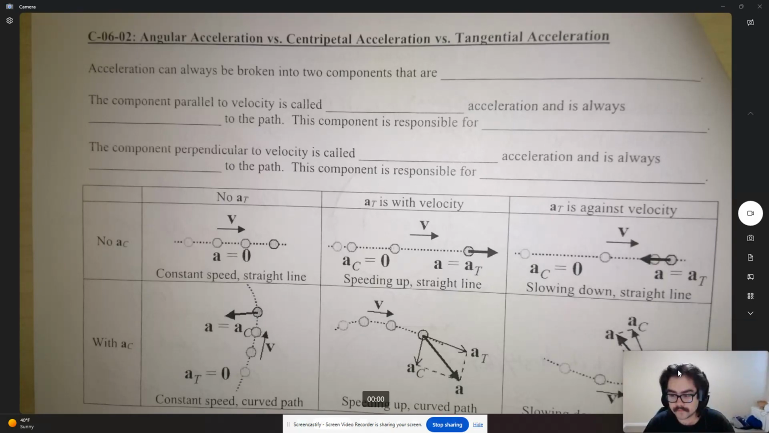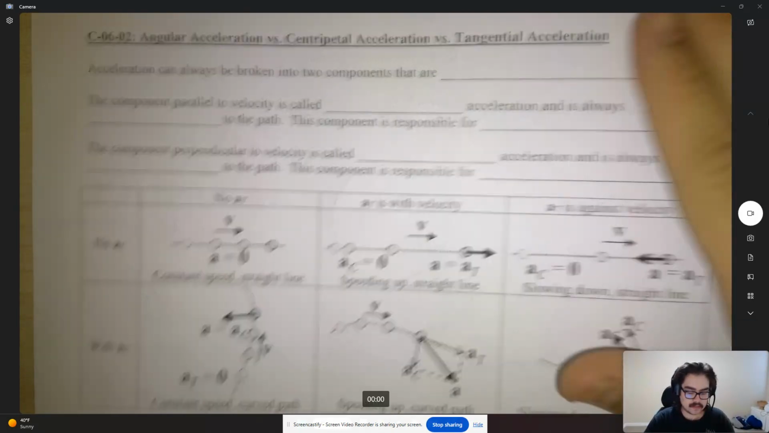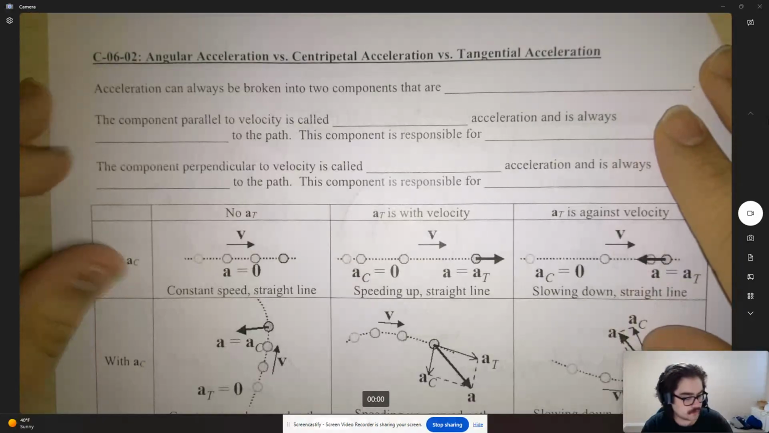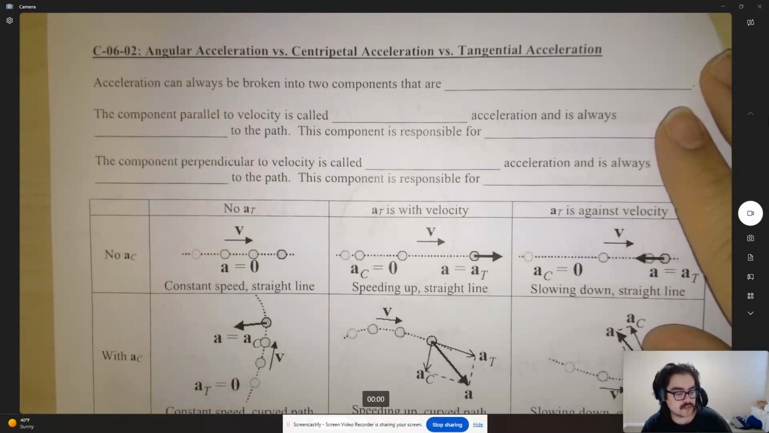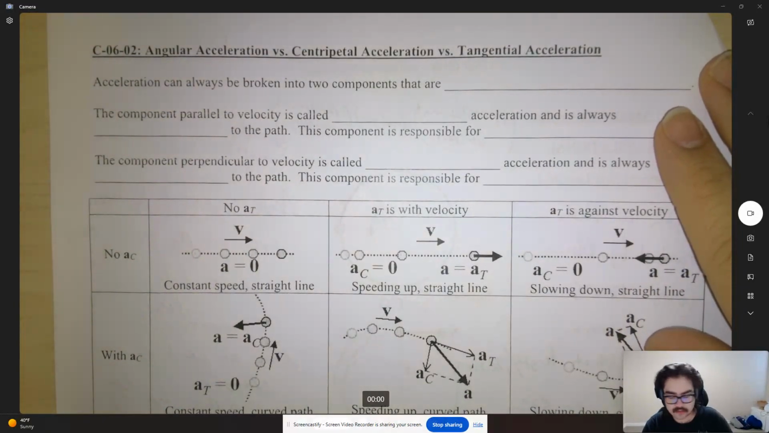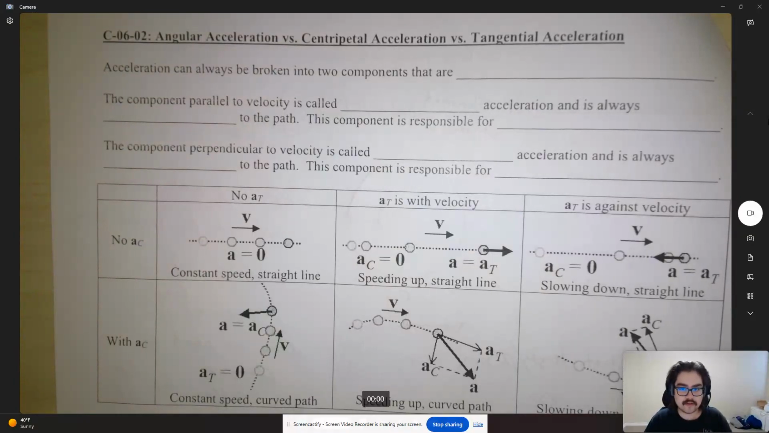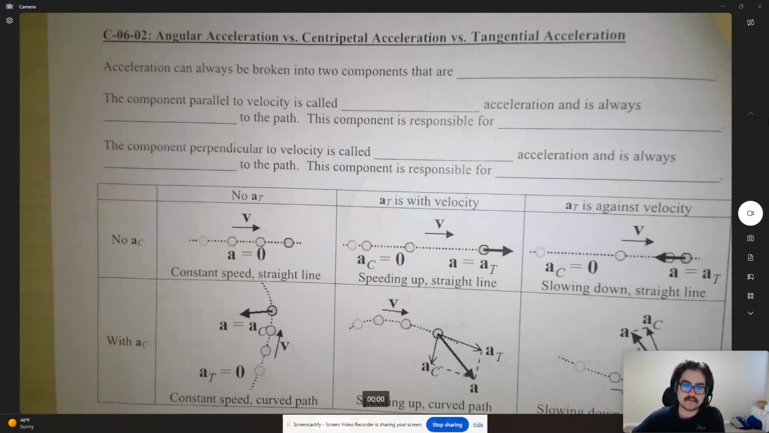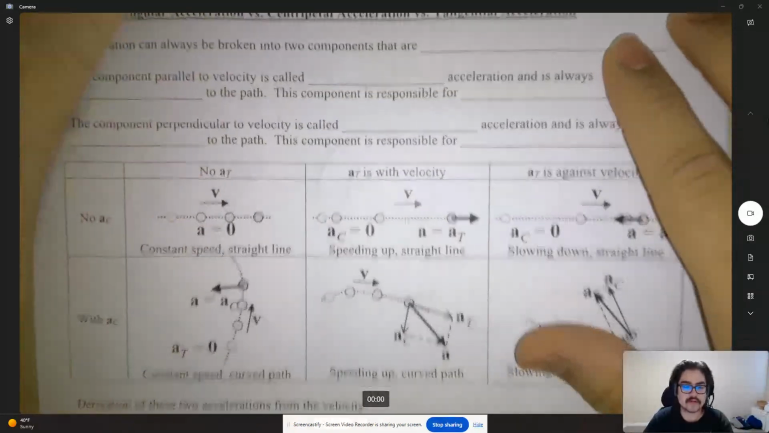Okay. All right. This is part two. Angular acceleration, centripetal acceleration, tangential acceleration. We're just comparing all three of them and talking about all three of them and all that fun stuff. And then we're also throwing in a little bit of an extra part there as well.